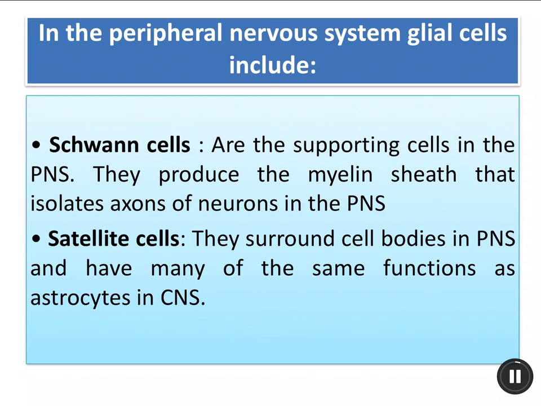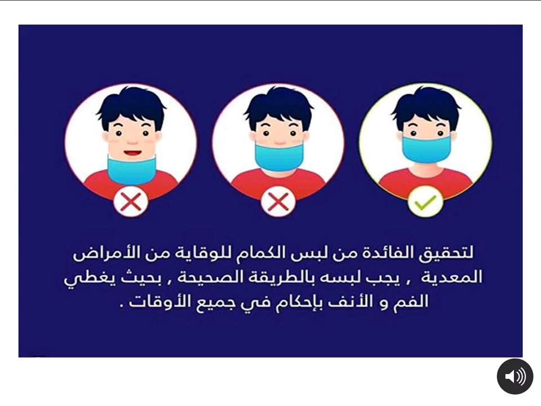In the peripheral nervous system, the glial cells include the Schwann cells, supporting cells. These give the myelin sheath for axons in the peripheral nervous system, and another type is satellite cells, surrounding the cell bodies and having many of the same functions as astrocytes in the central nervous system, as we showed previously.